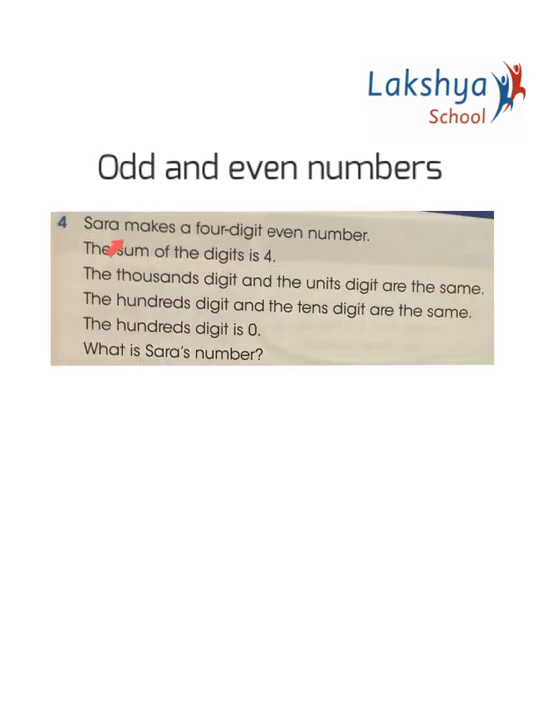Question 4. Sarah makes a 4-digit even number. Let me write the place values first because it is a 4-digit number. Let's look at the rules and write down a number. The sum of the digits is 4. The thousands digit and the units digit are the same. The hundreds digit and tens digit are the same. What is Sarah's number?